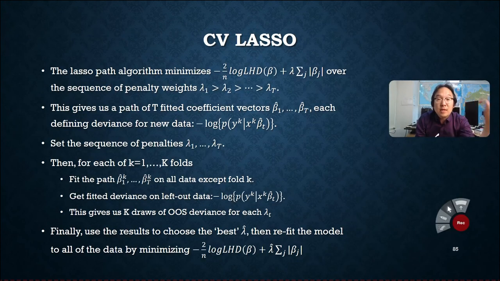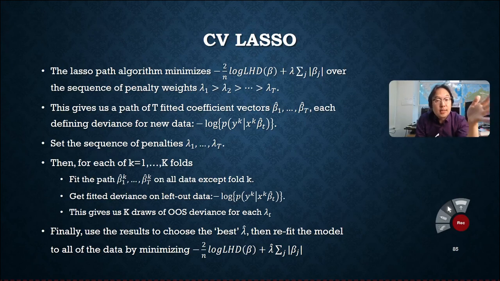Now, cross-validation lasso is also there, right? The lasso path algorithm minimizes this guy over the sequence of penalty weights like that. And this gives us a path of T fitted coefficient vectors, beta 1 through beta big T hat, each defining deviance for new data like this. Set the sequence of penalties lambda 1 through T, then for each k from 1 through big K folds, fit the path beta 1 through beta big T on all data except fold k. Get the fitted deviance on the left-out data.